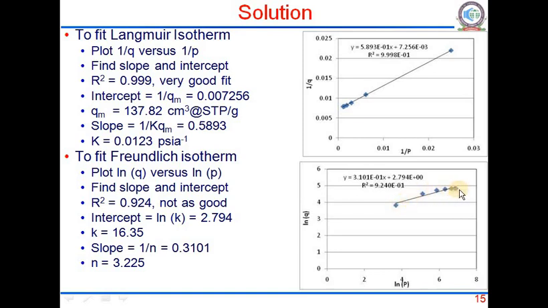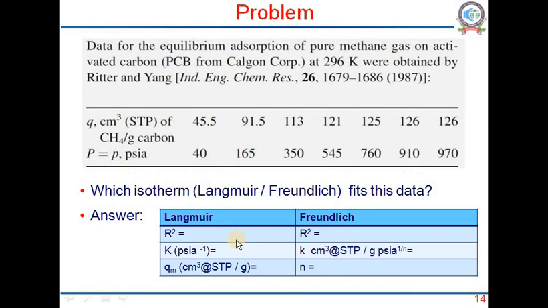Because the data is over a small range, you can see that it fits a straight line and R square is good, but there is a definite curvature, whereas there is no such curvature here. The fit is really good here. So in this case, for this particular problem, Langmuir fits better.